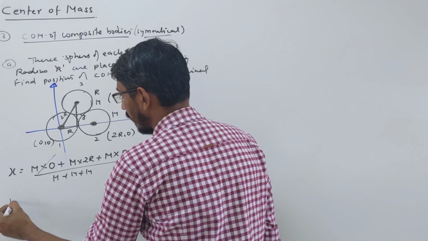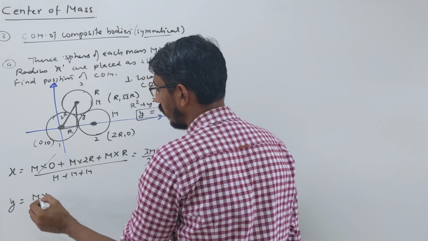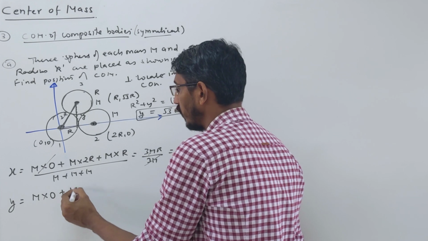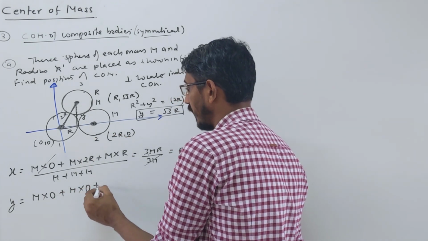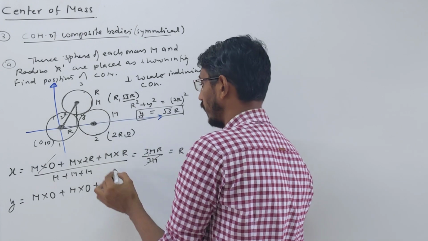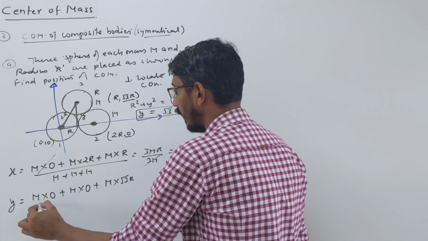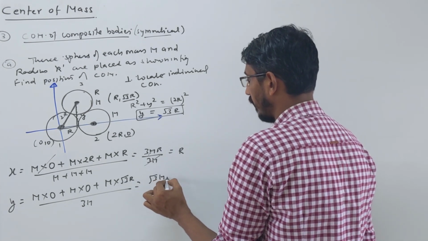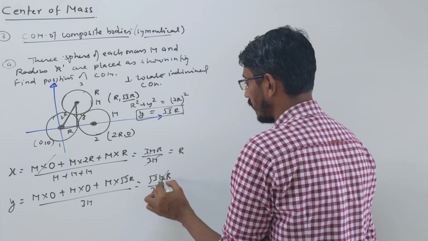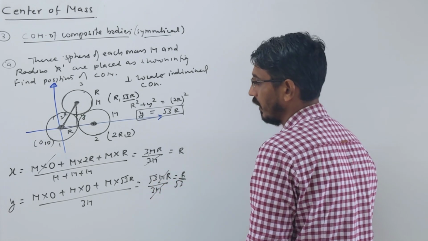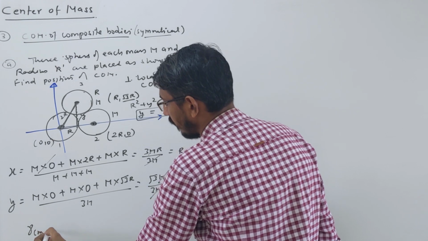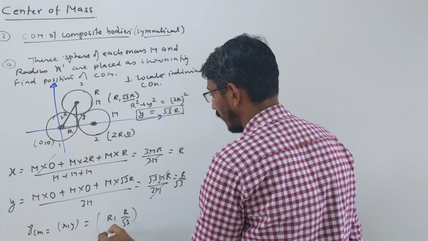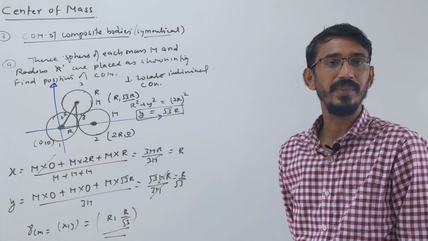Let's find the y coordinate. So the y coordinate will be the same: m1 into y1, m1 into y1 is 0. m2 into y2 again 0. m3 into y3 is root 3 into r, by total mass again 3m. So this becomes root 3 mr by root 3m, that goes here. So the answer becomes r by root 3. So these are the position of the center of mass. RCM will be x comma y, which is coming r comma r by root 3. That's the coordinate of this system, right?